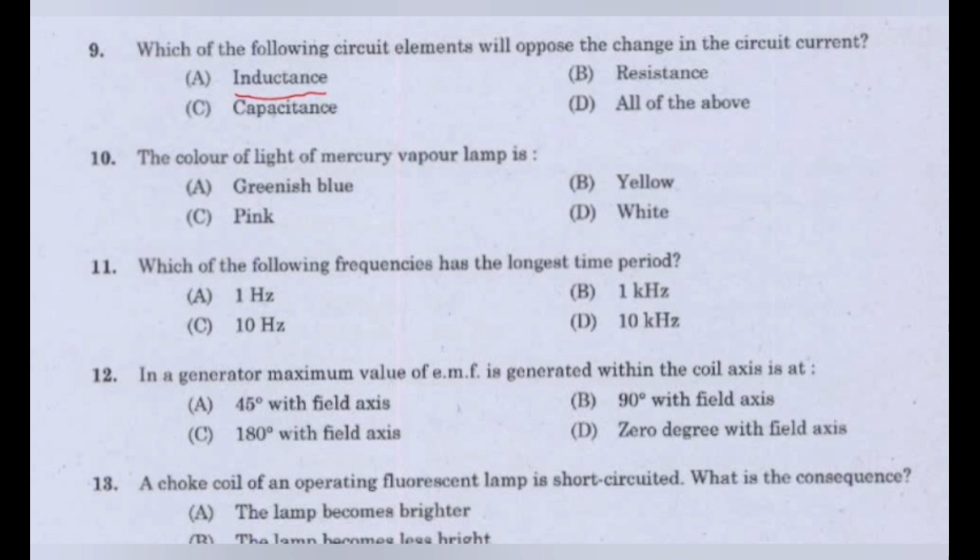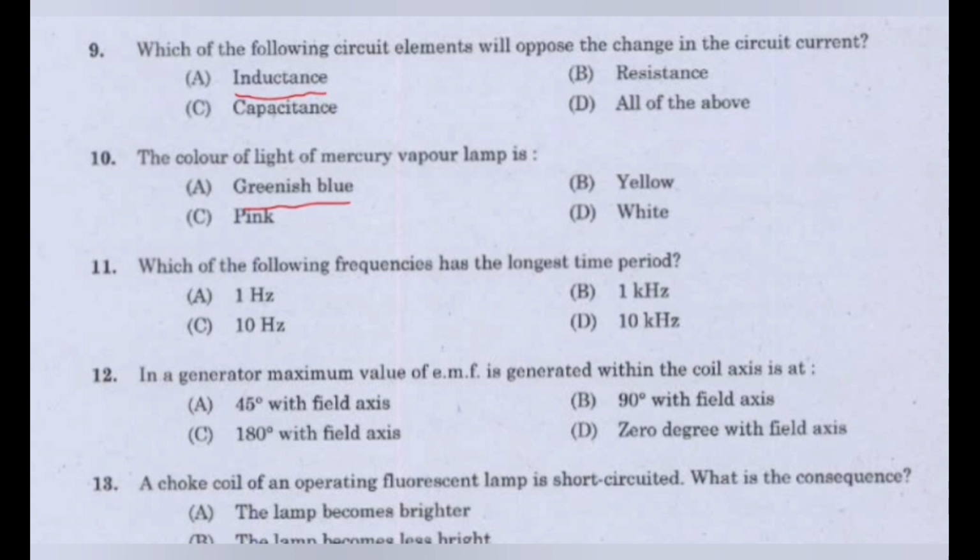Question number 10. The color of light of a mercury vapor lamp is: Option A, greenish blue. Option B, yellow. Option C, pink. Option D, white. Answer is option A, greenish blue.